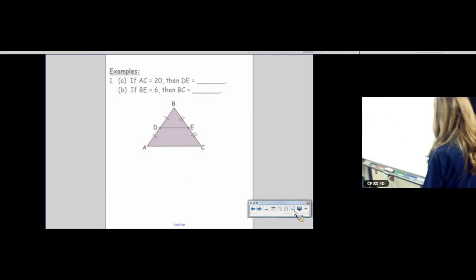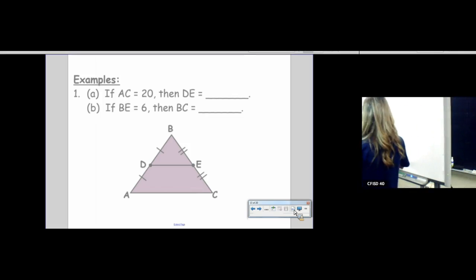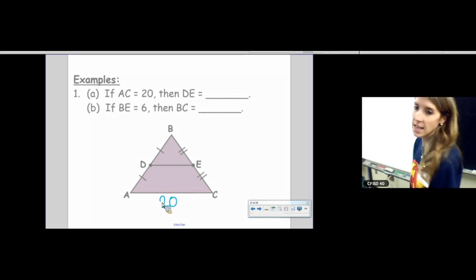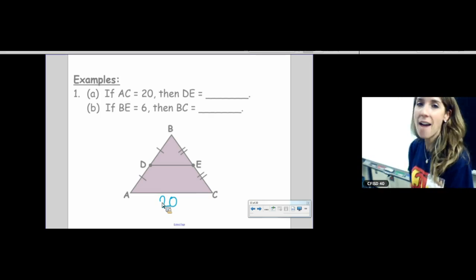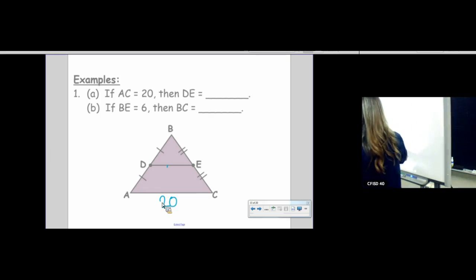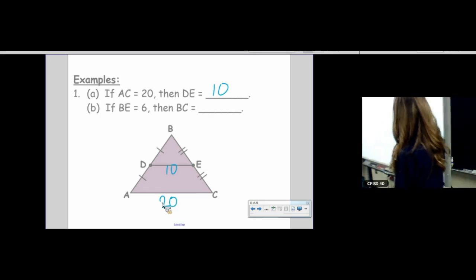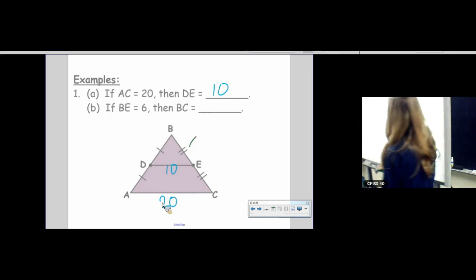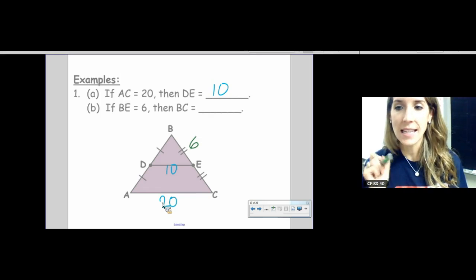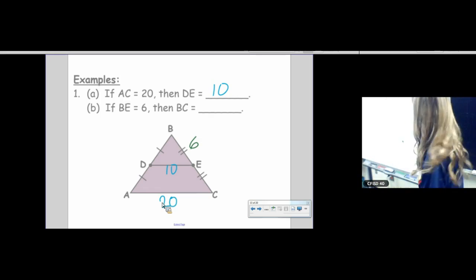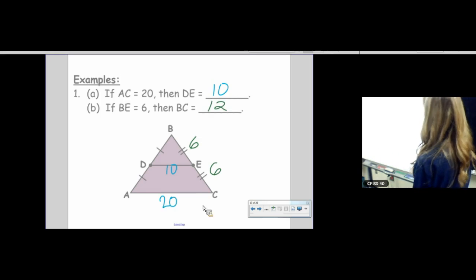All right, let's solve a few problems. If AC is 20, then DE is, well, by the triangle midsegment theorem, DE is half the length of the base. So DE is 10. If BE is 6, then BC is, well, if BE is 6, we know a midsegment connects midpoints. That means E is a midpoint. So that means this is 6, and so BC would be a total of 12.